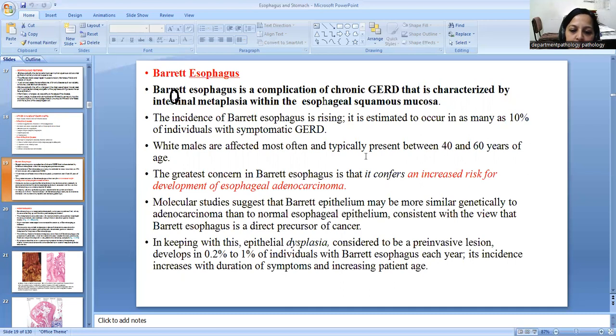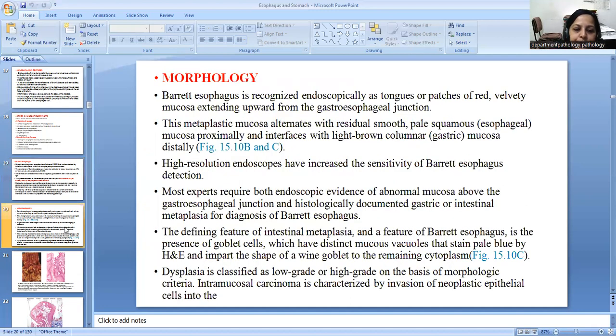Molecular studies suggest that Barrett's epithelium may be more similar genetically to adenocarcinoma than to normal esophageal epithelium, consistent with the view that Barrett's esophagus is a direct precursor of cancer. In keeping with this, epithelial dysplasia is considered to be the preinvasive lesion, and it develops in 0.2 to 1% of individuals with Barrett's esophagus each year. Its incidence increases with duration of symptoms and increase in patients' age.